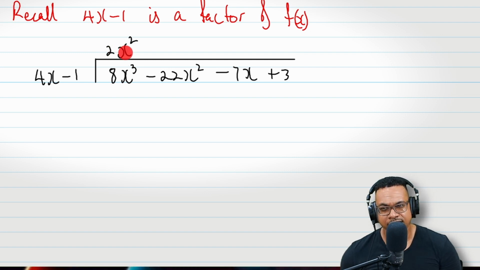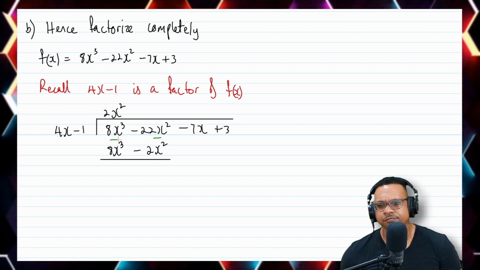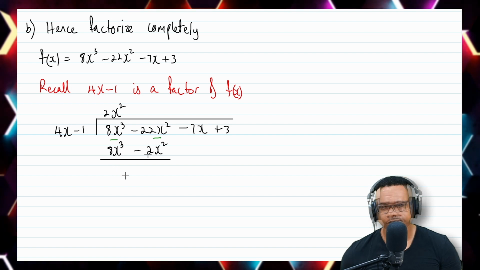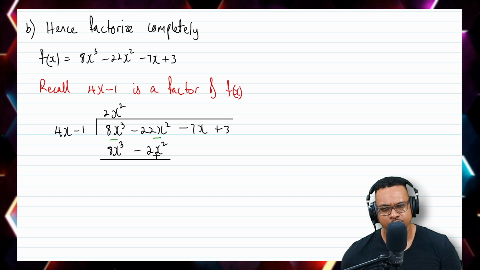And now you're going to multiply this 2x squared by my two terms in my divisor. So 2x squared by 4x is going to give you back 8x cubed. And 2x squared by negative 1 will give you negative 2x squared. So now we'll subtract. Of course, these two things are the same, so you're going to get 0, so I don't have to write anything. But what we'll have here, we'll have negative 22x squared take away 2x squared.